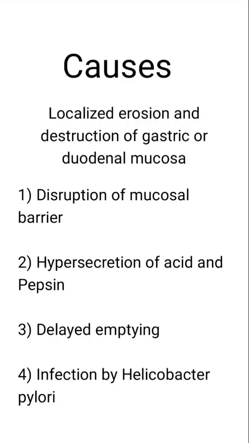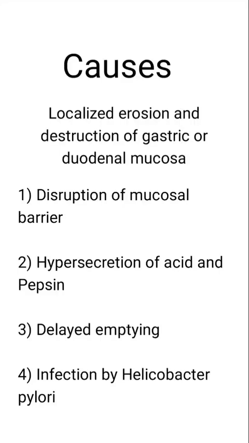Second cause is increased secretion of gastrin, which can be seen in Zollinger-Ellison syndrome. We'll have a look at Zollinger-Ellison syndrome towards the end of the video. And the third cause of hypersecretion of acid and pepsin is chronic stress and anxiety. Third cause is delayed emptying, which may be seen in cases like pyloric stenosis. The fourth cause of peptic ulcer is infection by H. pylori. Other name is Helicobacter pylori.